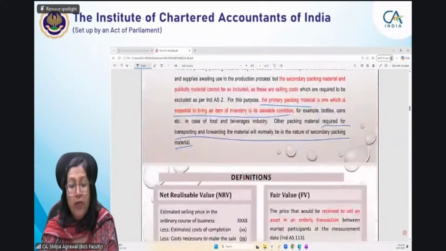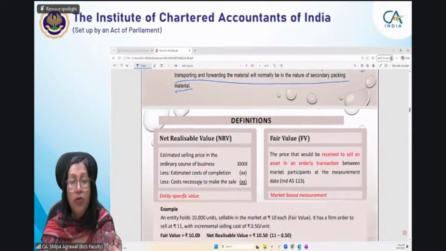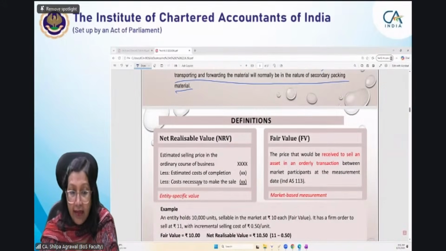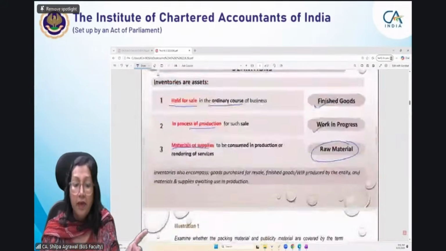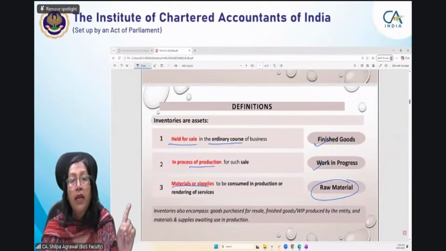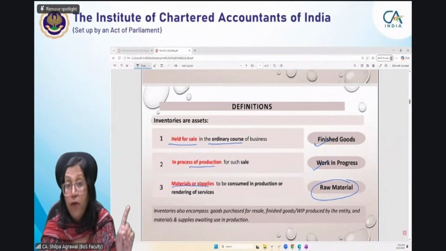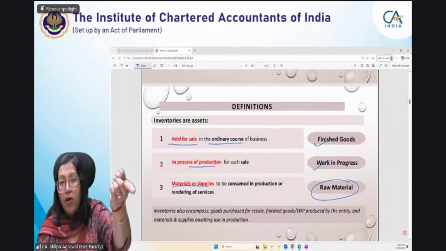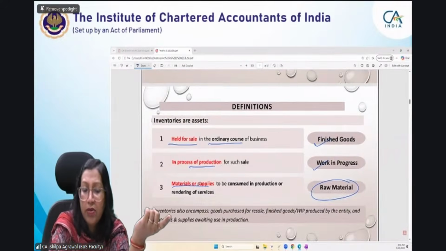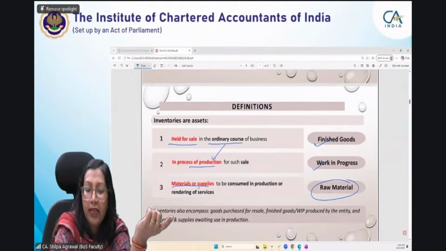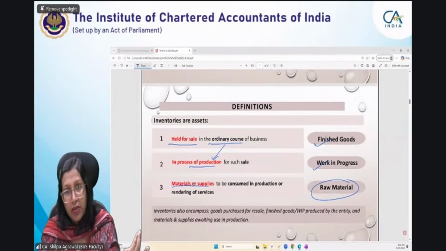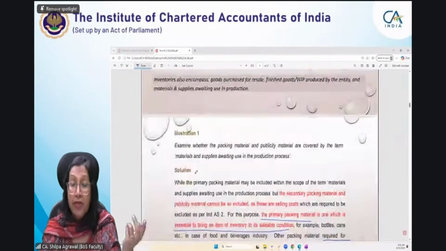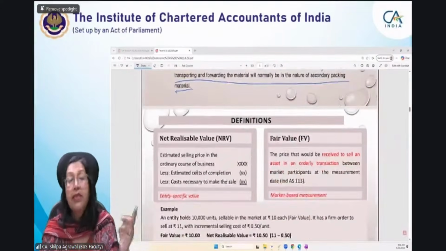Okay, moving to the next definition. As I told you, this standard carries only three definitions. First, we have already talked about inventories: inventories held for sale in the ordinary course, inventories which are in the process of production for such sale, and materials or supplies, in short, raw materials. Now, the second definition which we are going to study is net realizable value.